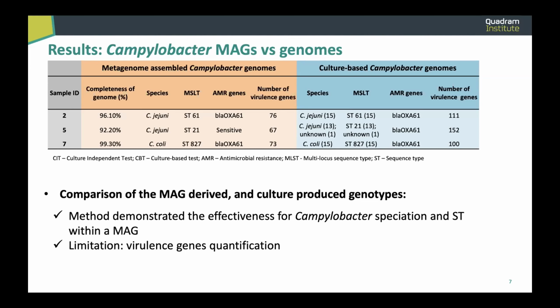And as you can see in this table, we saw matching species and sequence type between MAGs and culture-derived genomes. We did see a slight difference in the resistance profile where the completeness of the genome was lower. We also noticed a difference between genomes and MAGs about the number of known virulence genes. So this is one of the aims of this study, to be able to say that we can characterize Campylobacter genomes from a stool specimen using a direct sequencing approach.